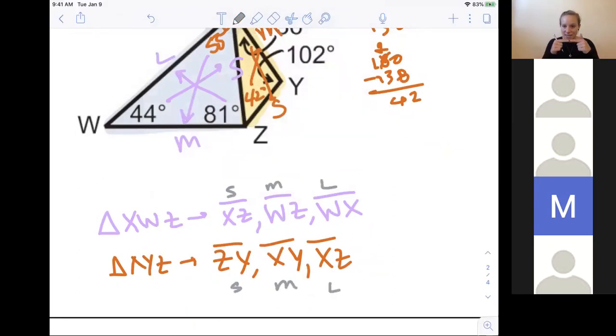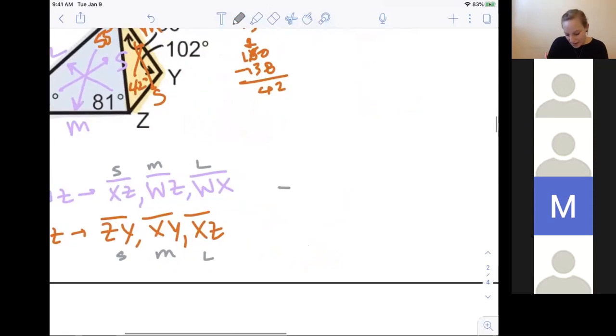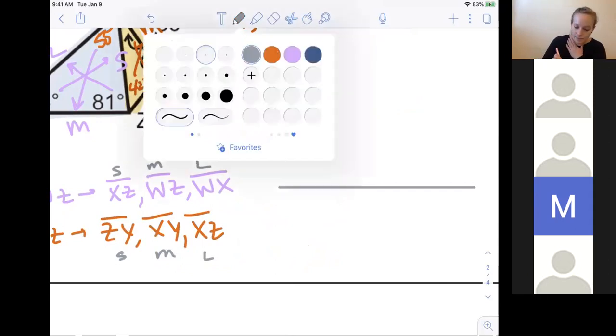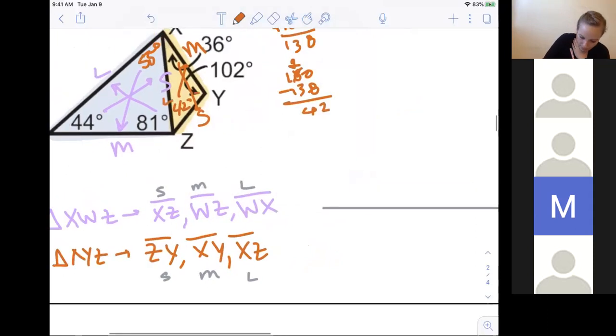Now I need a way to connect them together. Anyone have any idea how I'm going to connect these two groups together? I've got smallest, medium, large of one, and smallest, medium, large of the other. How am I going to join them together? Is there any way I can join them up in one line? Is there anything in common between the two triangles? Anything that helps me with my comparison because it's the same?